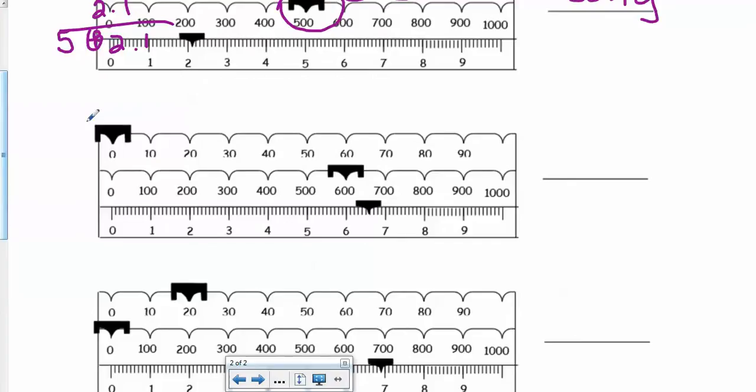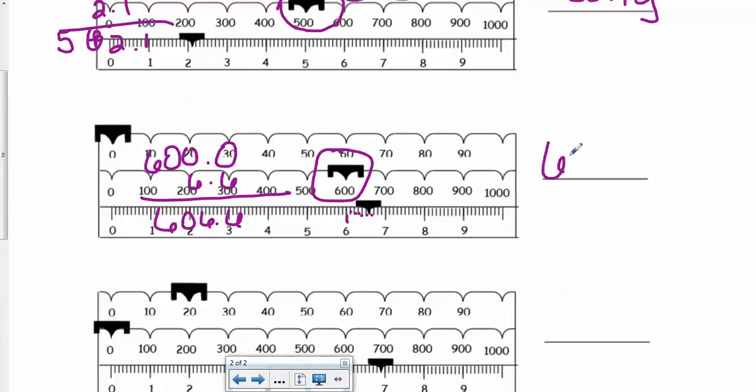Let's look at this next one. All right, once again, we're going to start in the middle. So we have 600. Don't forget your decimal. And then we're going to come over here. We have 6. 1, 2, 3, 4, 5, 6. So we have 6.6. We add that together. We end up with 606.6 grams.